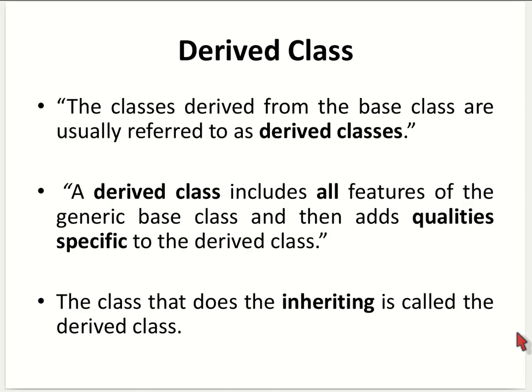And here is our derived class. The definition is like this: the classes derived from the base classes are known as derived classes. A derived class includes all the features of the generic class as well as adding qualities which are unique to the derived class. The class that does the inheriting is called the derived class.